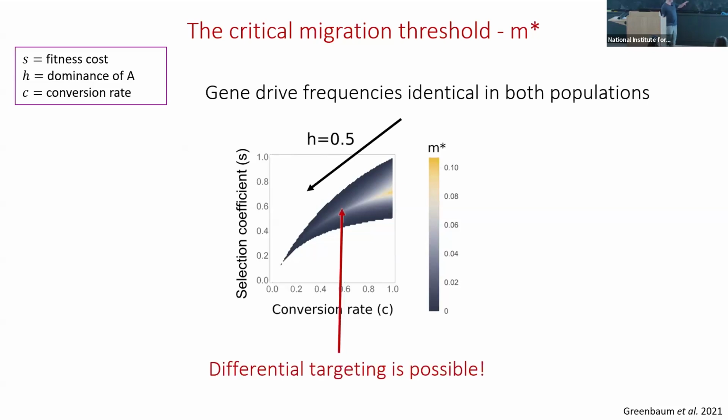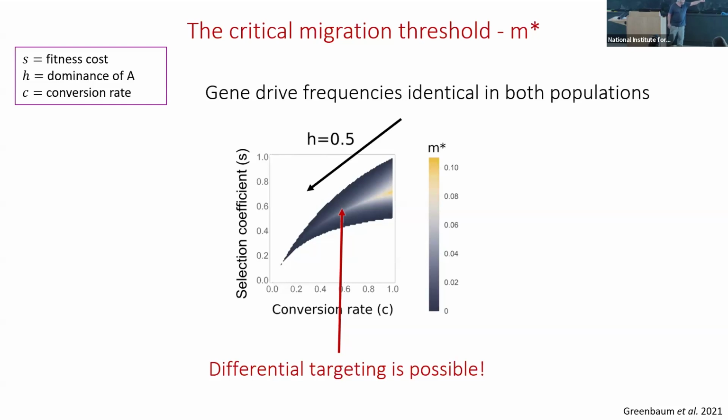But there's a considerable range here in the middle, the blue-yellow one, where differential targeting is possible. So if we design our gene drive to have these parameters, it's going to be able to do this differential targeting thing. But for most of this range, this dark blue, these are very low critical thresholds. So this is going to be possible only for very low migration rates.